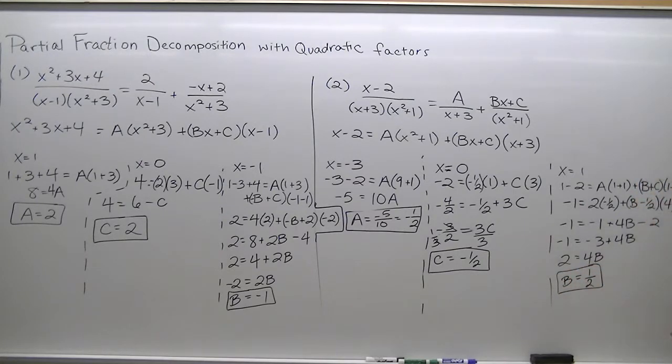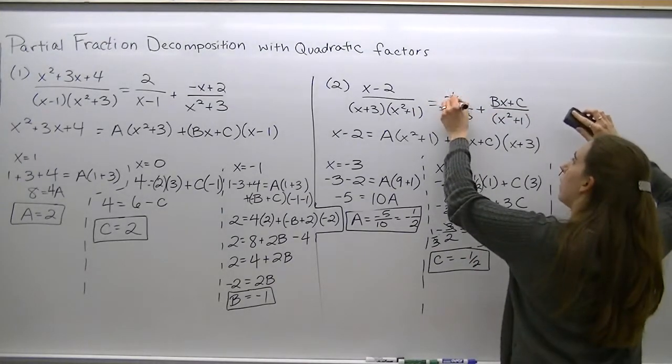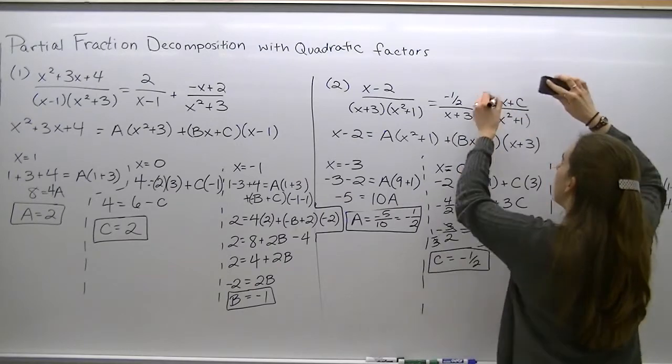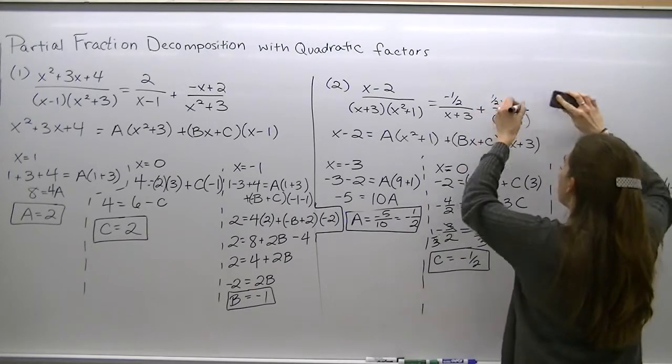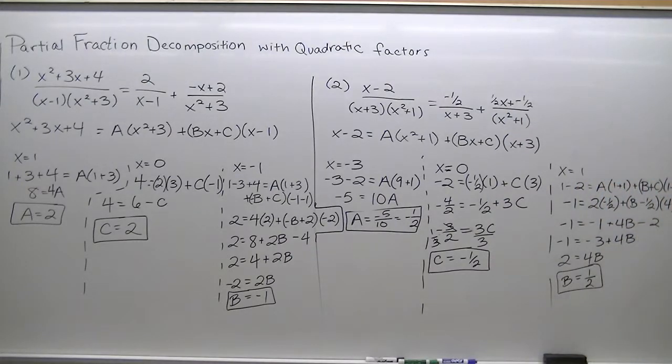So we have all our unknowns. So let's plug them in. So a was negative 1/2, b was positive 1/2, and c was also negative 1/2. So there is our partial fraction decomposition.